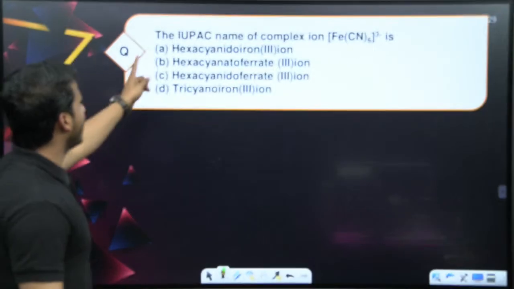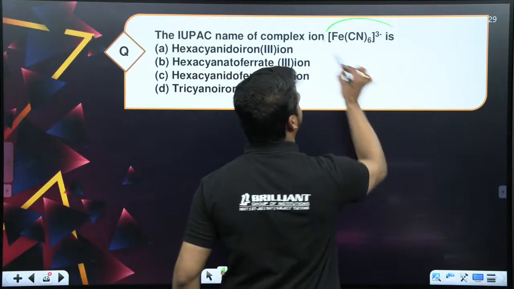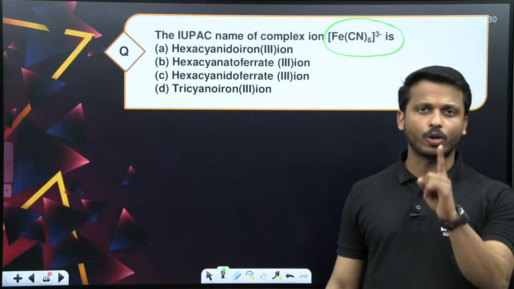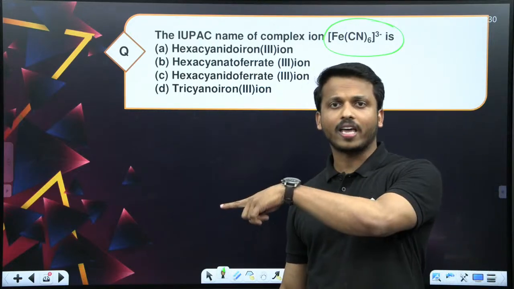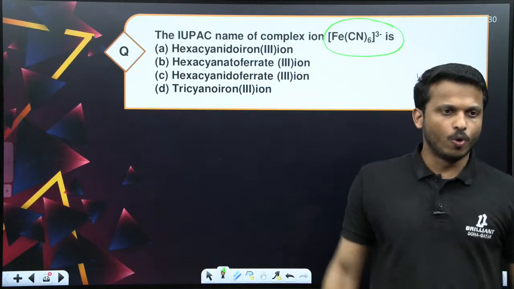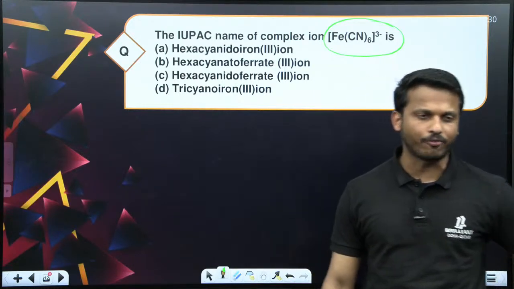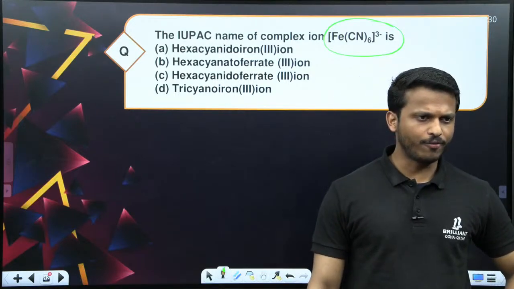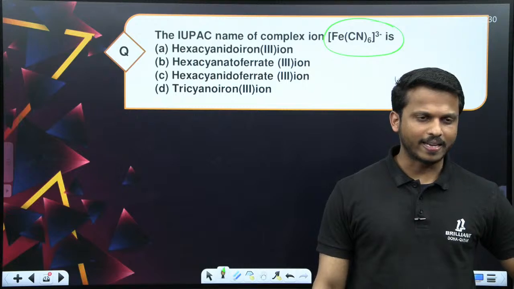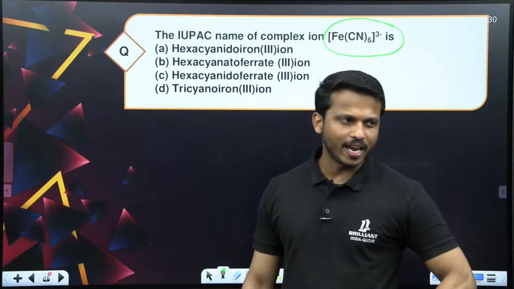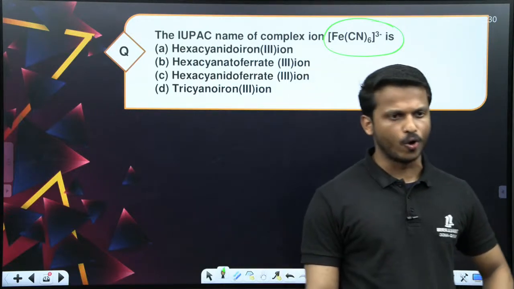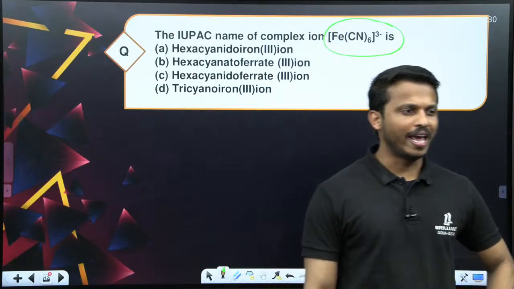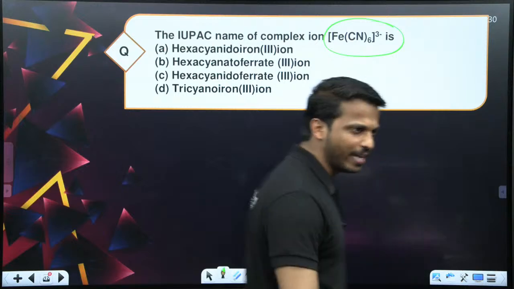Next question. What is the IUPAC name of the complex? Quick. For this type of question, we won't waste much time. Come on, fast. An IUPAC related question you can expect either in the 2 mark area or in an MCQ. What is the IUPAC name of the complex [Fe(CN)6]3-? Hexacyanidoferrate(III) ion. Yes, very good.